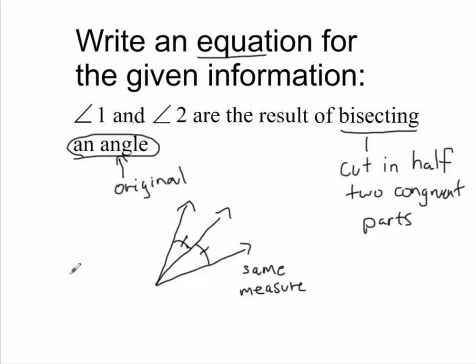So let me name these angles. So you can see angle 1 and angle 2. So let me call this angle 1 and this angle 2. And I can see that the measure of angle 1 is going to be equal to the measure of angle 2 because this ray is cutting this angle in half into two congruent parts. And since these are congruent, they have to be equal to each other. So that will be my conclusion. The measure of angle 1 is equal to the measure of angle 2.